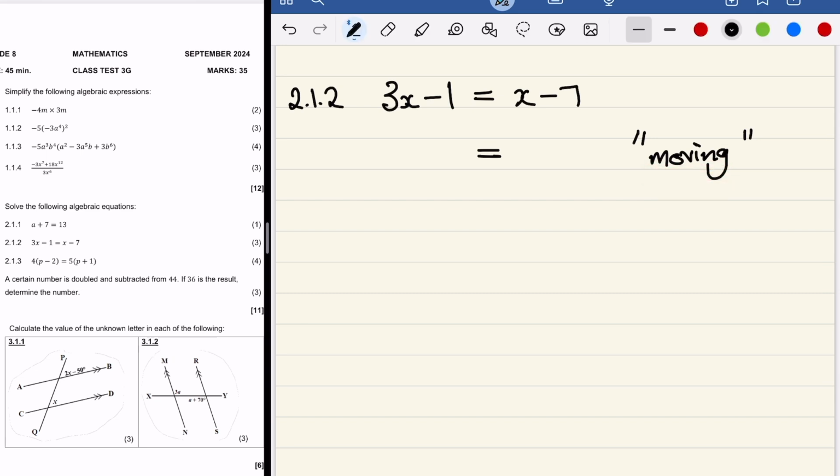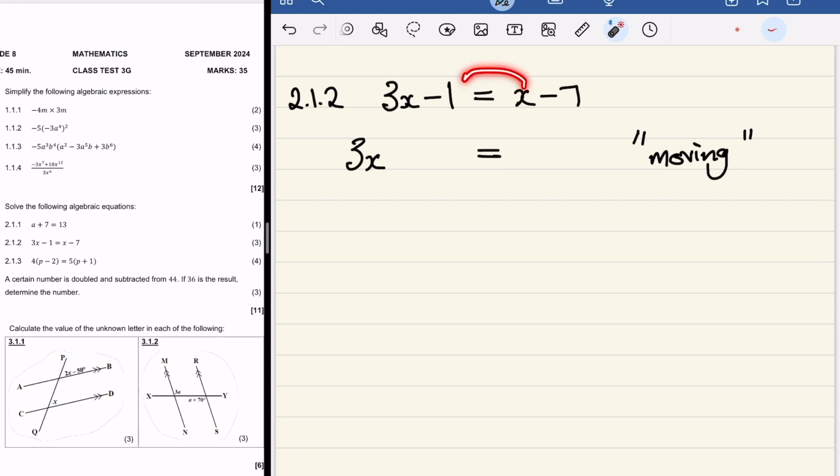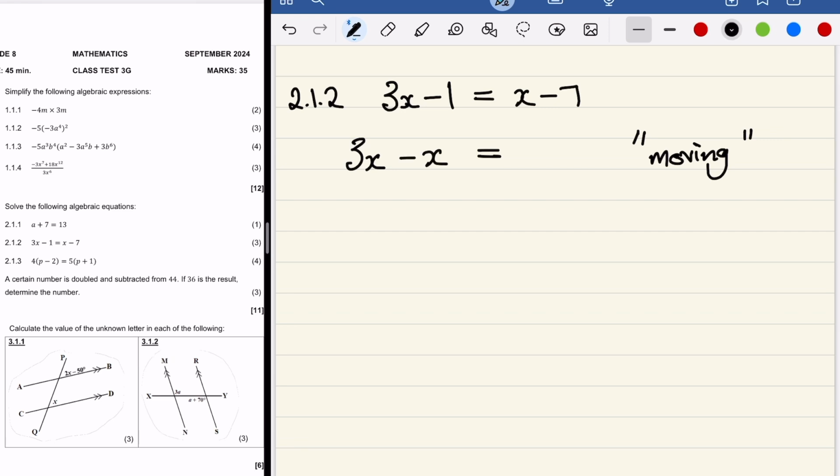So if we apply this method, 3x is part of the letters and it's already in the right place, on the left hand side, but I want my x that is on the right hand side to be on the left hand side. Currently my x is a positive x. Although you don't see the plus sign there, the fact that there's not a negative means it's a positive. So if I move this guy here, its sign will become negative. So that means minus x.